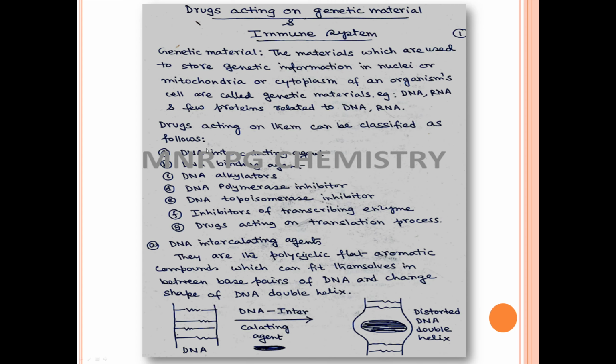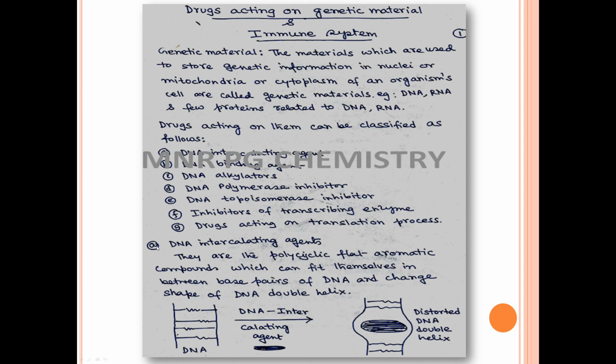7 categories, that is DNA intercalating agents, DNA binding agents, DNA alkylators, DNA polymerase inhibitors, this is an enzyme, DNA topoisomerase inhibitors, that is also an enzyme, inhibitors of transcribing enzymes, they are also enzyme inhibitors, and drugs acting on the translation process. So there are 7 categories in this chapter, where these drug molecules target genetic material, put together DNA, RNA, and associated enzymes.